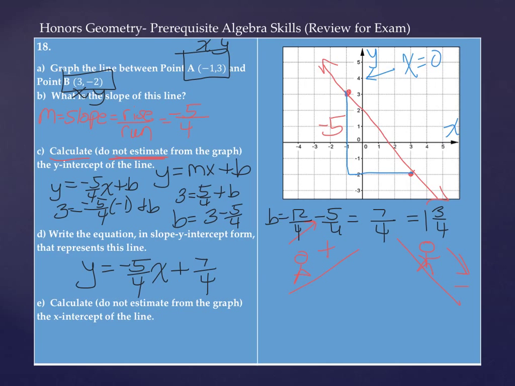Now calculate, do not estimate, the x-intercept. The x-intercept is where we're crossing the x-axis. Everywhere along that x-axis, y is not positive, y is not negative, y is 0. So that's how we're going to calculate it. We've got our equation, and we're going to substitute y equals 0 and solve for x. That's going to be our x-intercept.